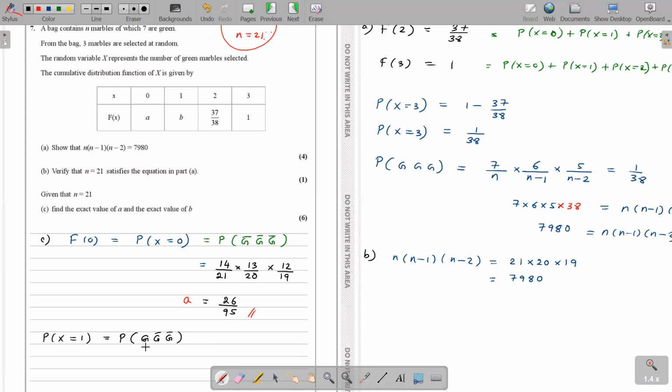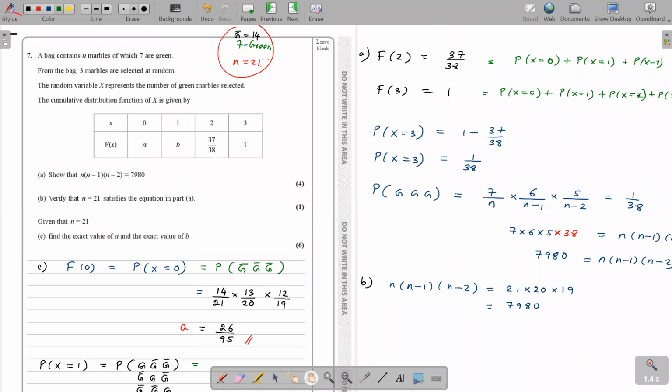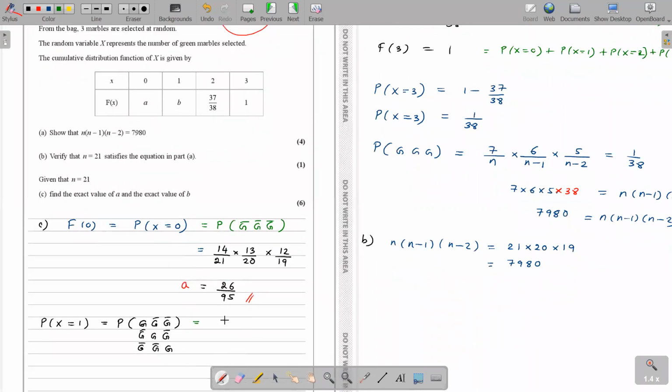Do you see G dash, first not green, then not green. Again, not green, and green. We can arrange this in 3 possible ways. Do you understand? So because of that, you can find the probability of one part and multiply by 3. So what's the probability of getting a green? Tell me the probability of getting a green. We have 7 chances out of 21 to get a green.